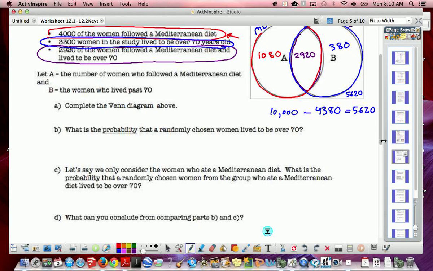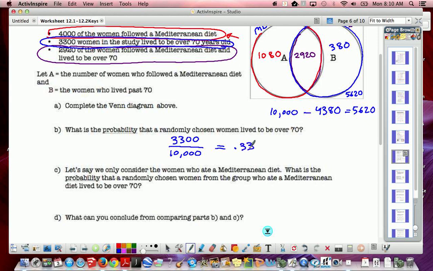B says, what is the probability that a randomly chosen woman lives to be over 70? Well, we know that there is 3,300 women that did over the 10,000 total women, so that is 0.33.